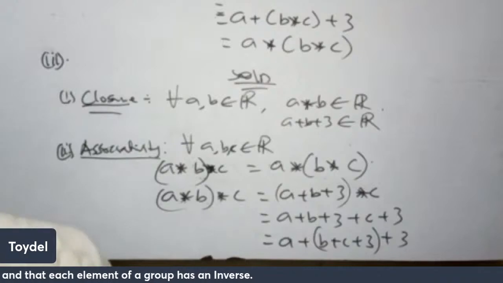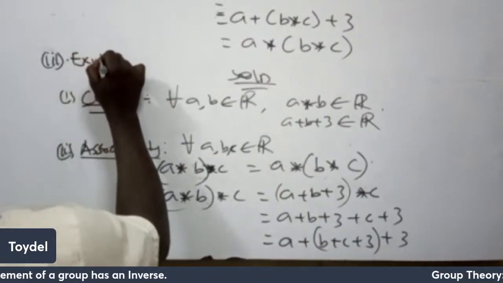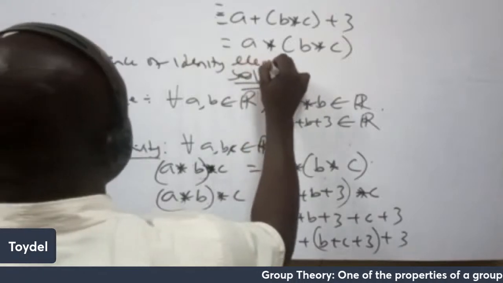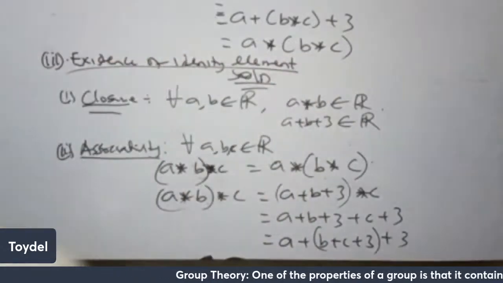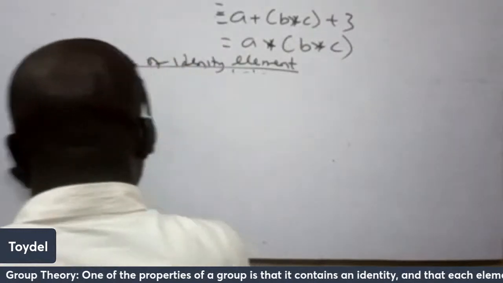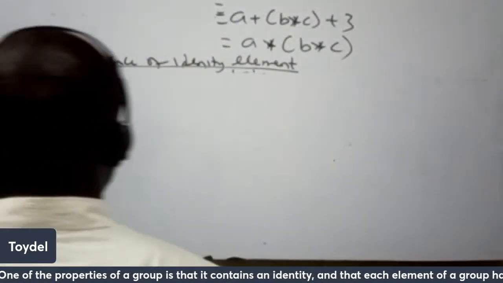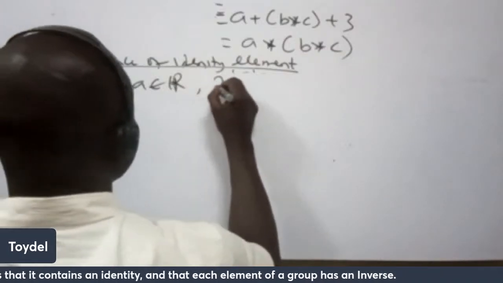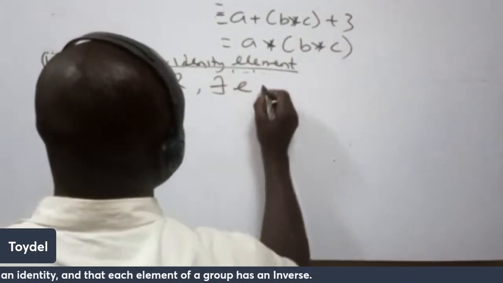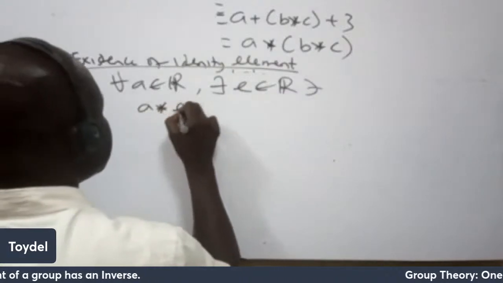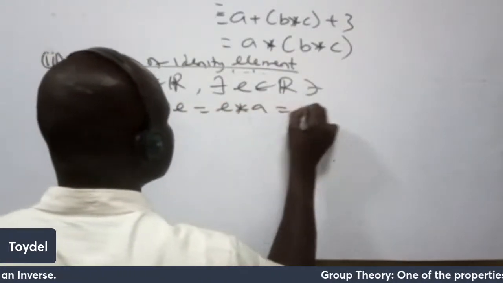We go to the third one, which is the existence of identity elements. So this is the third property. How do we show that? We just say for all A that belongs to R, the set of real numbers, there exists an identity element E that belongs to R such that A * E is equal to E * A and is equal to A.